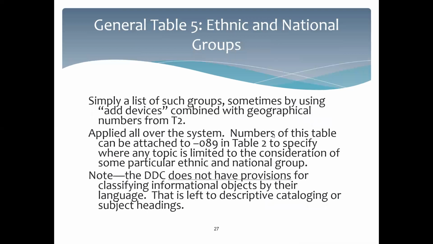Table 5, this is where we get to groups of people. It's a list of groups of people, sometimes by using add devices combined with the geographical numbers from Table 2. This is applied all over Dewey, so you can use it across just about any subject. Numbers of this table can be attached to 089 in Table 1 to specify where any topic is limited to the consideration of a particular ethnic or national group.